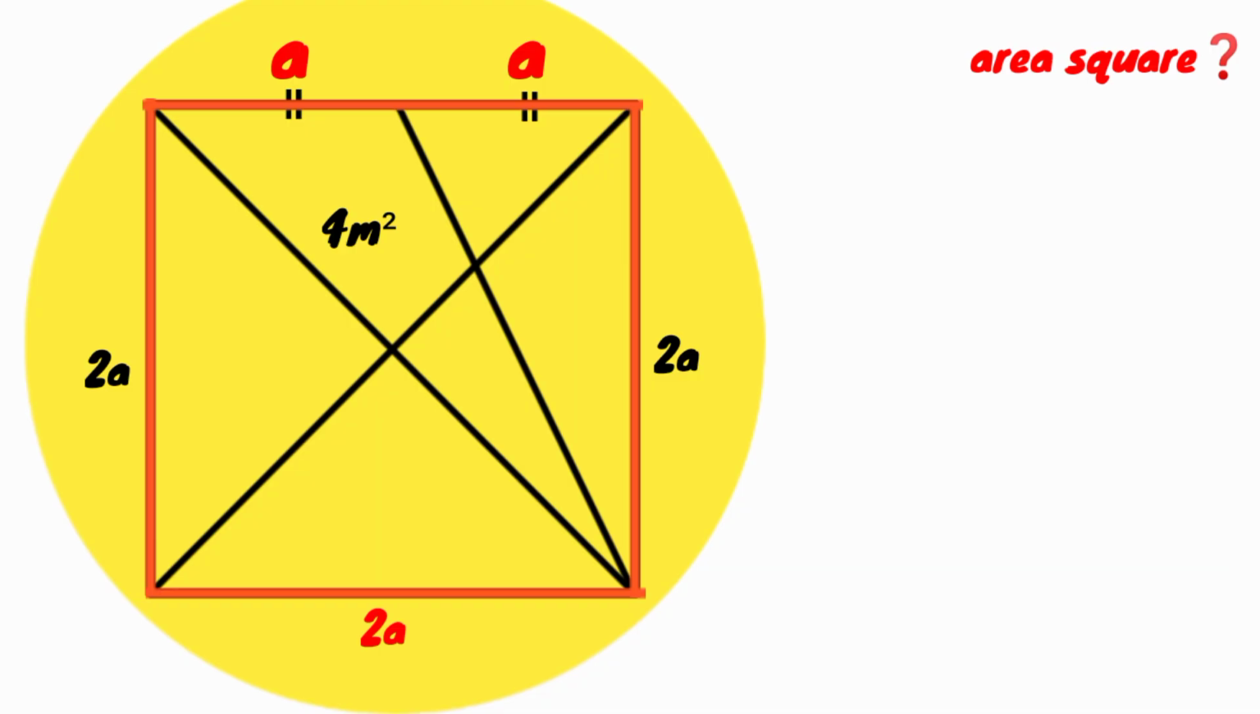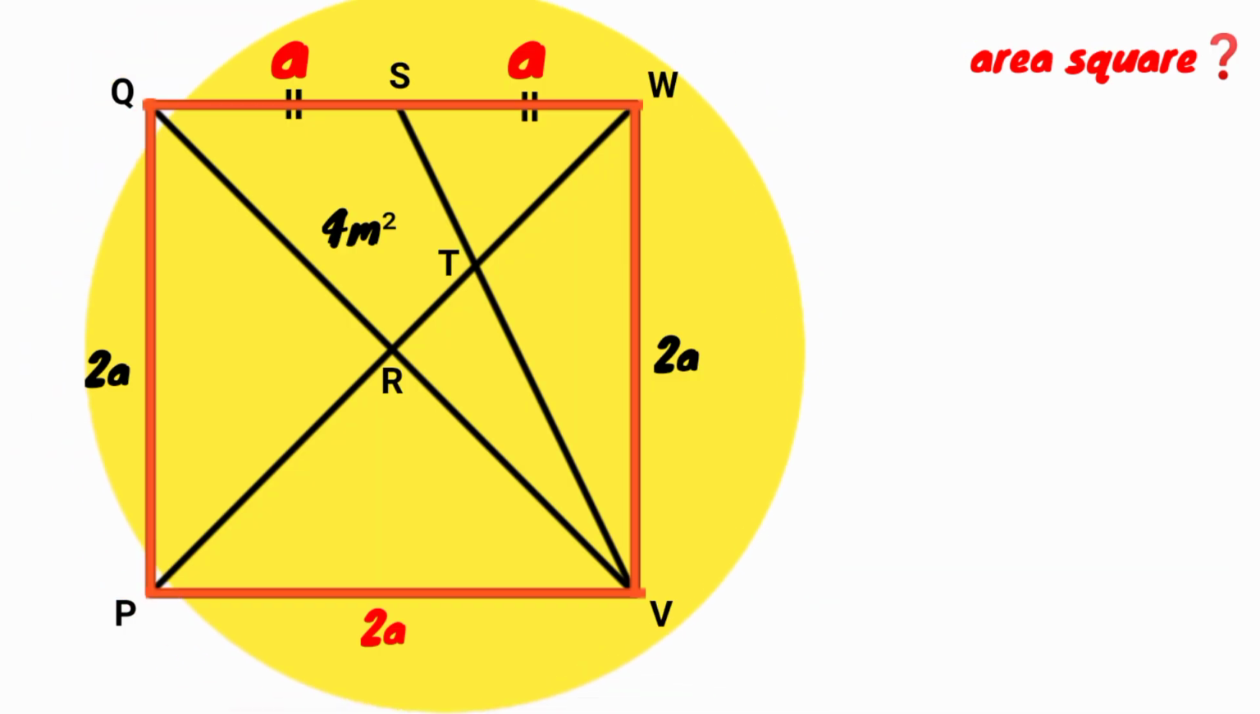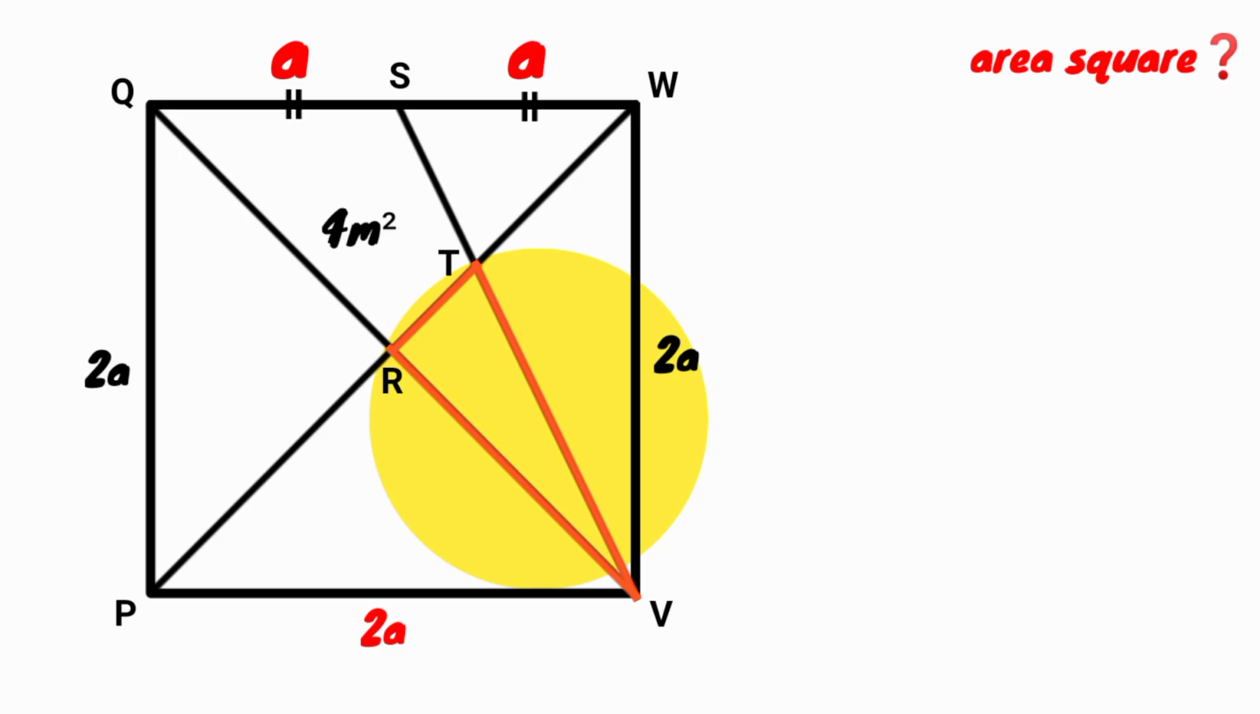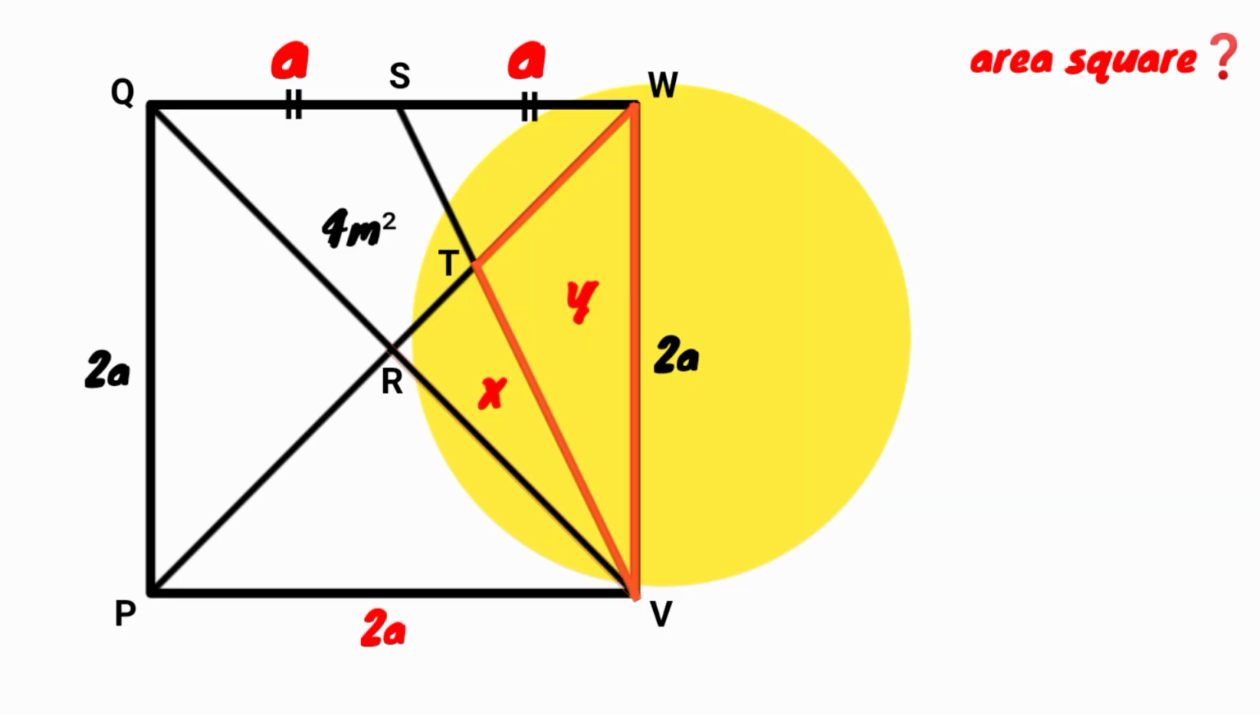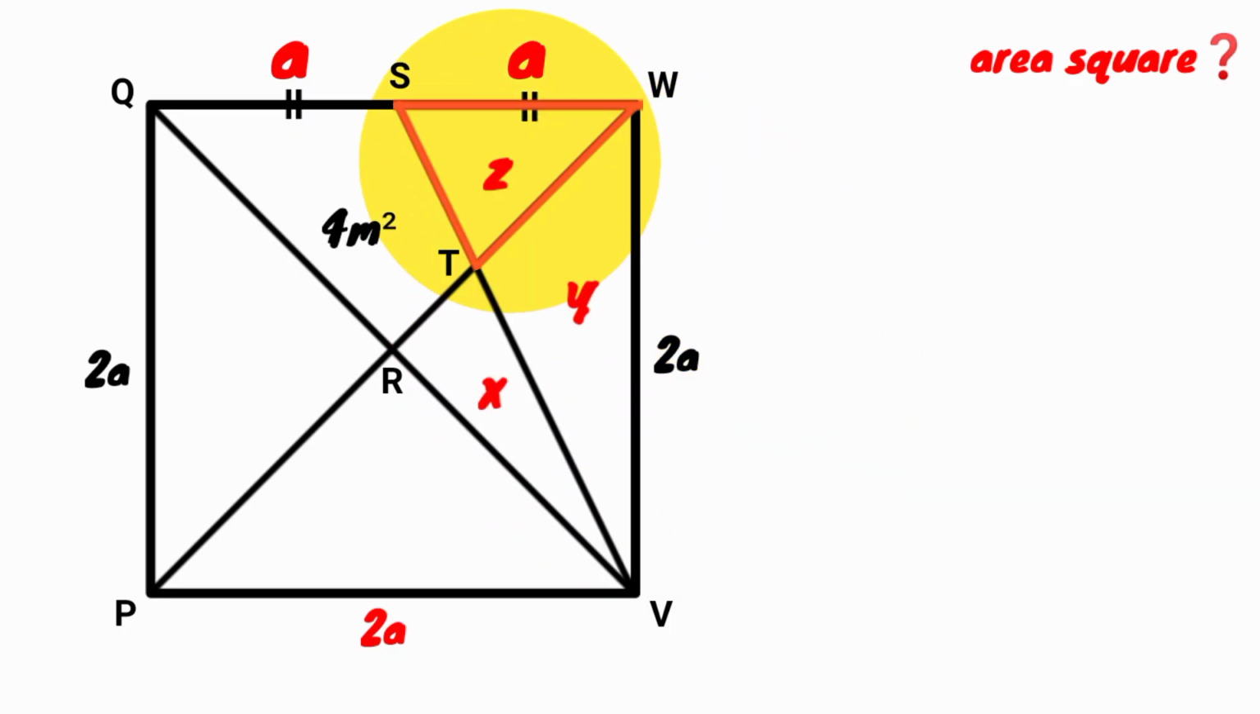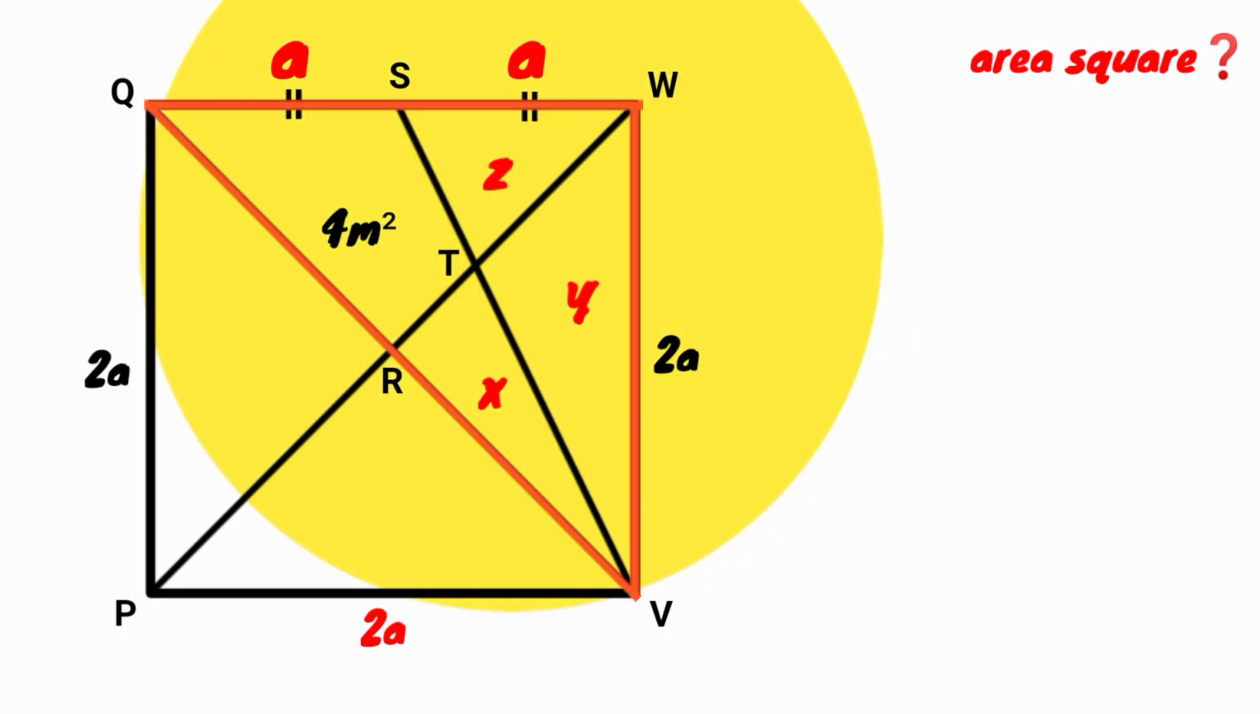It is very simple. We label each point. This triangle RTV, assume its area to be x, that of this be y, and then this z. Now look at this triangle QVW. We see this line SV bisect this side of it.